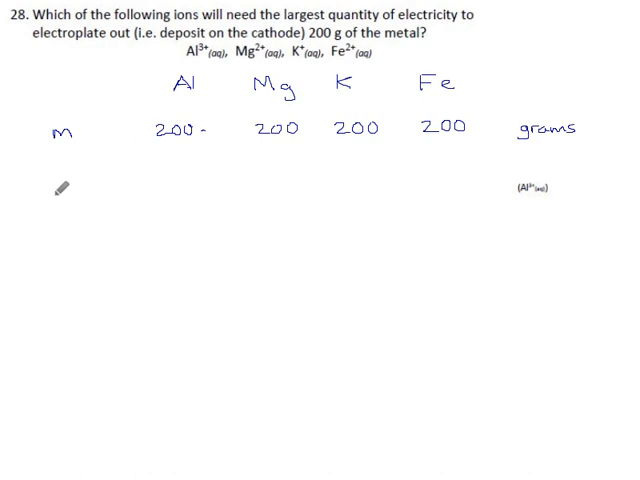Okay, well, we can get a number of moles for each of these because we know number of moles equals mass divided by molar mass, as you're probably well aware. So the masses are all 200, so every one of these is going to be 200 divided by something. For aluminum, the molar mass is 26.98, so 200 divided by 26.98 gives me 7.4129.